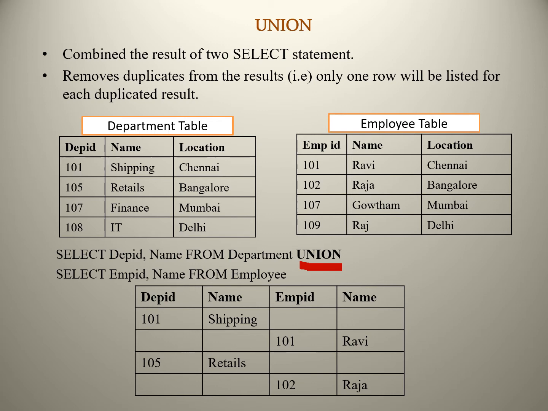From this result, it fetches records from both tables. No rows in the two results are equal, so it returns all the records from both the tables. The department ID 101 record is there, and in the employee table there is another 101 record. No two rows are equal, so it retrieves all the records in the result table.